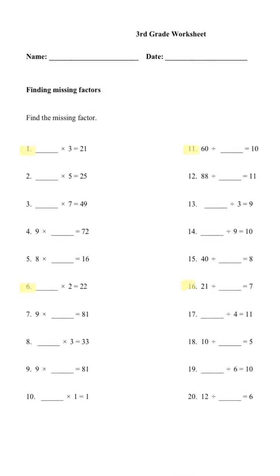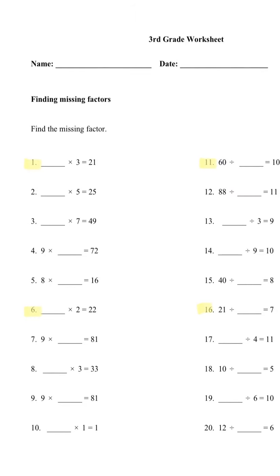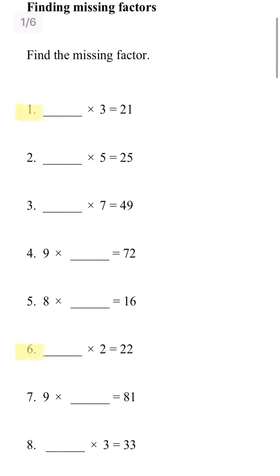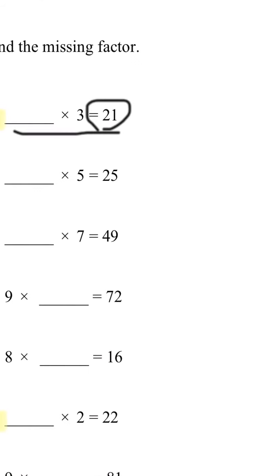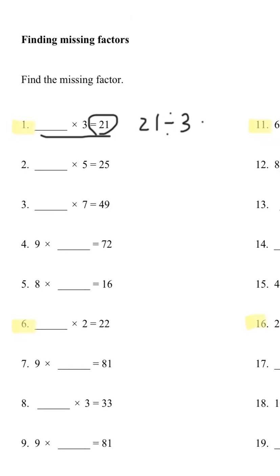Okay, so let's start with finding missing factors. Let's look at number 1. Blank times 3 equals 21. Well, what do we do to find that blank? Well, we use division, right? So, 21 divided by 3 equals what? 7, right? So your answer is 7. 7 times 3 equals 21.